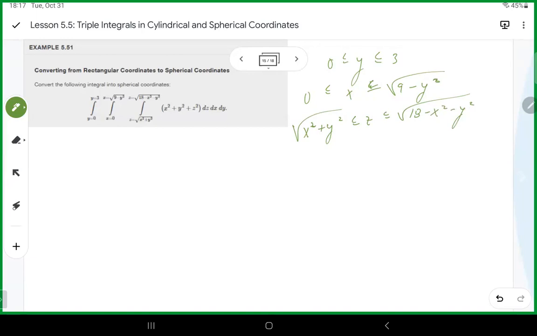All right, so the first two ranges of variables describe a quarter disk in the first quadrant of the xy plane. Hence, the range for theta is 0 to pi over 2. First quadrant.